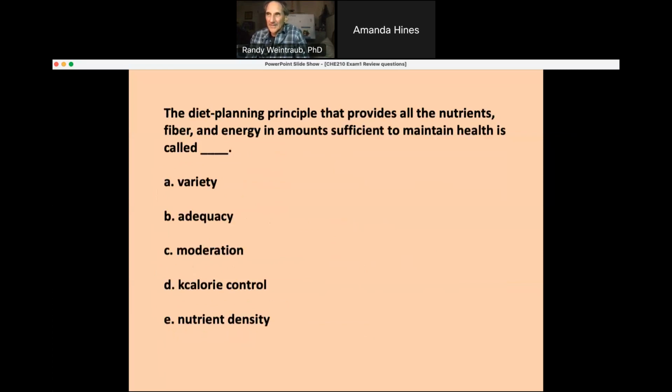Diet principle that provides all fiber, energy, and amounts sufficient to maintain health. Well, so that word sufficient is similar to adequate. So that's what that is. And so it's good to know the differences among these terms, and you can see how each is distinct.